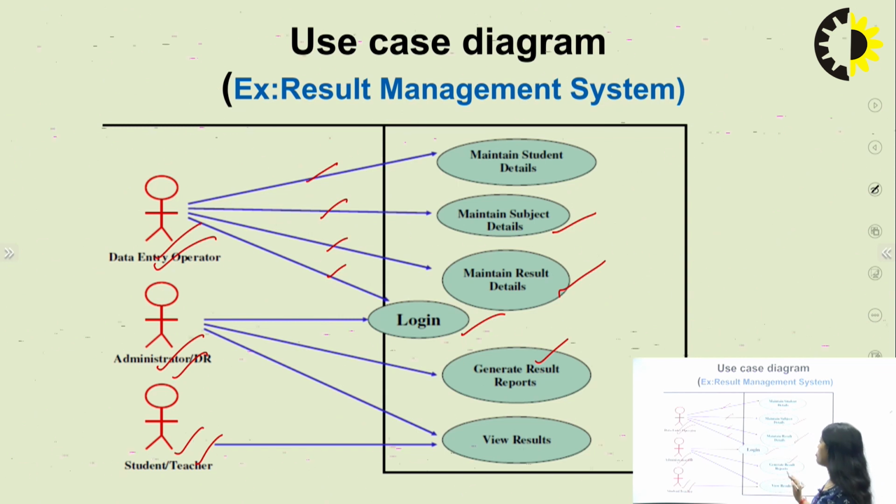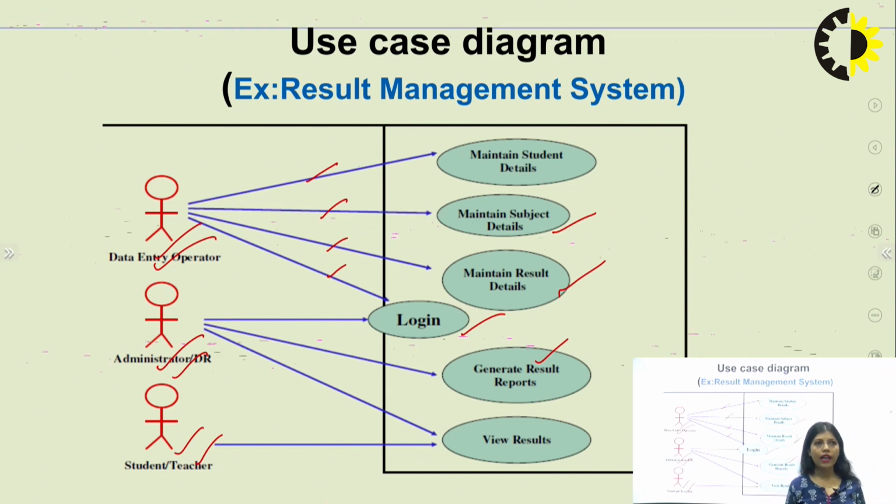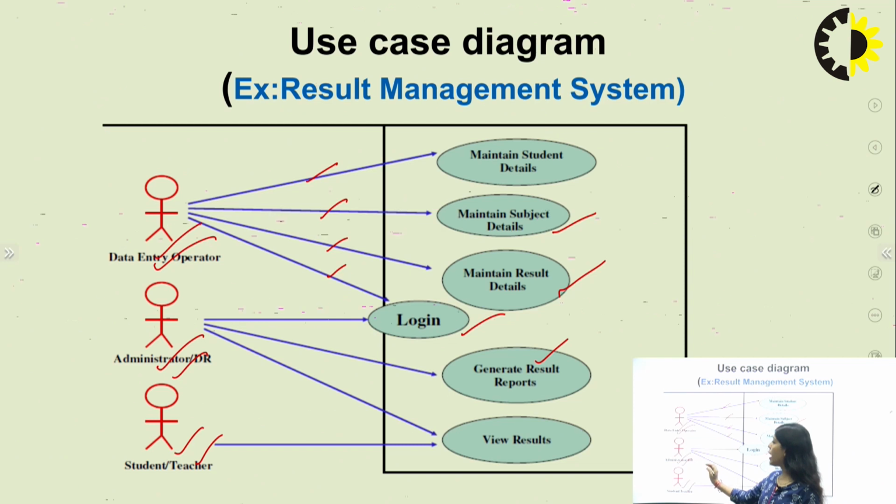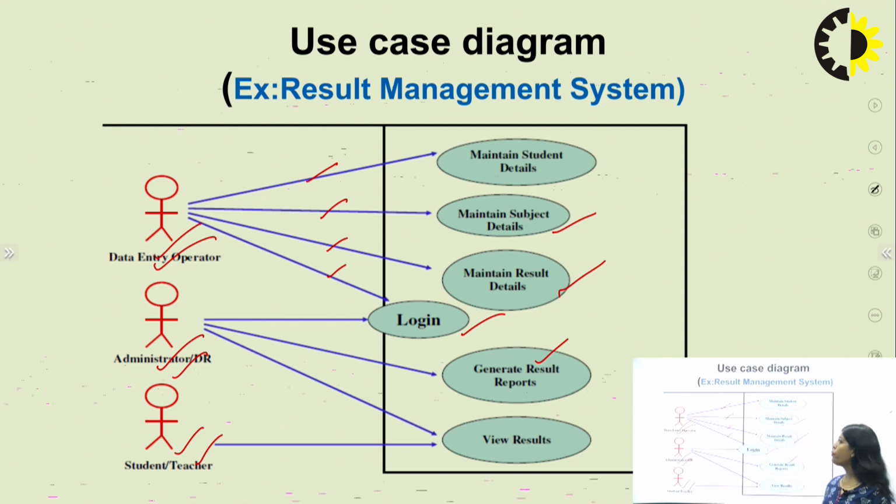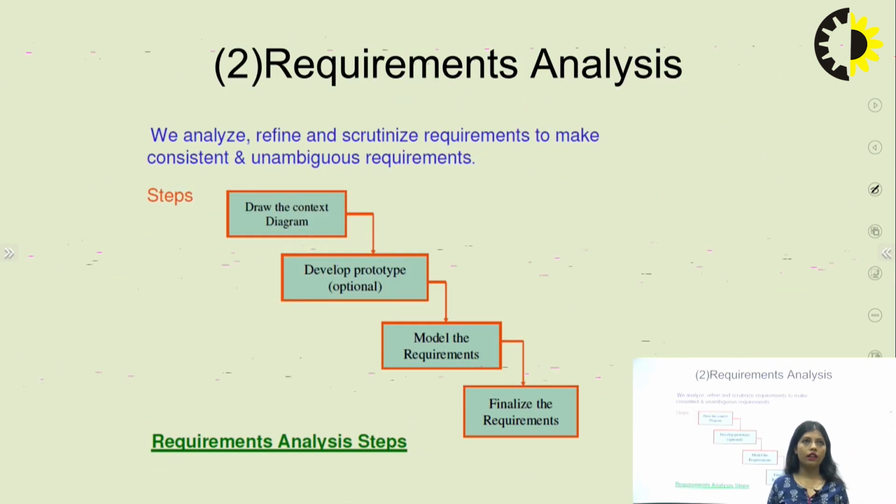This is an example of a result management system, and we have data entry operator, administrator, student, and teacher. Data entry operator can maintain student details, subject details, and result details, and can also log in. The administrator can log in, generate the result report, and view the result. At last, the student or teacher can only view the result. So this is the use case diagram.